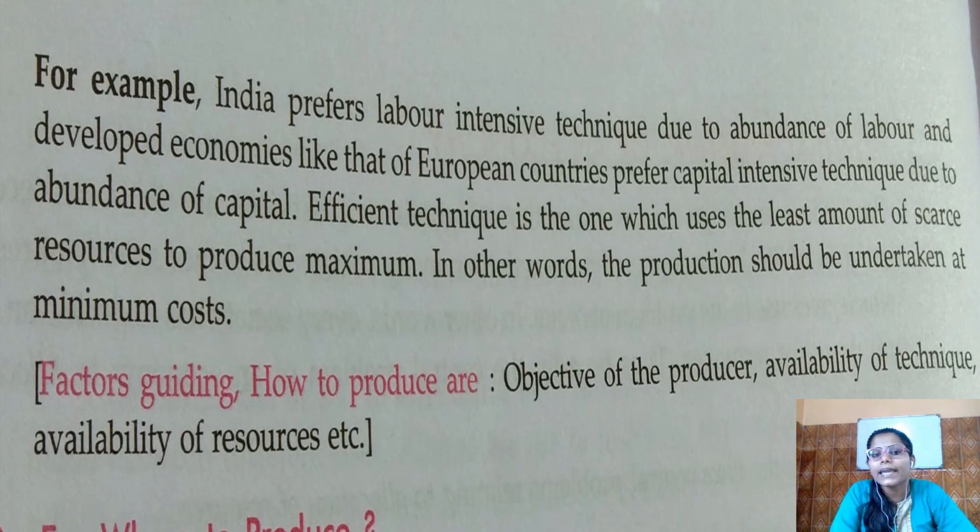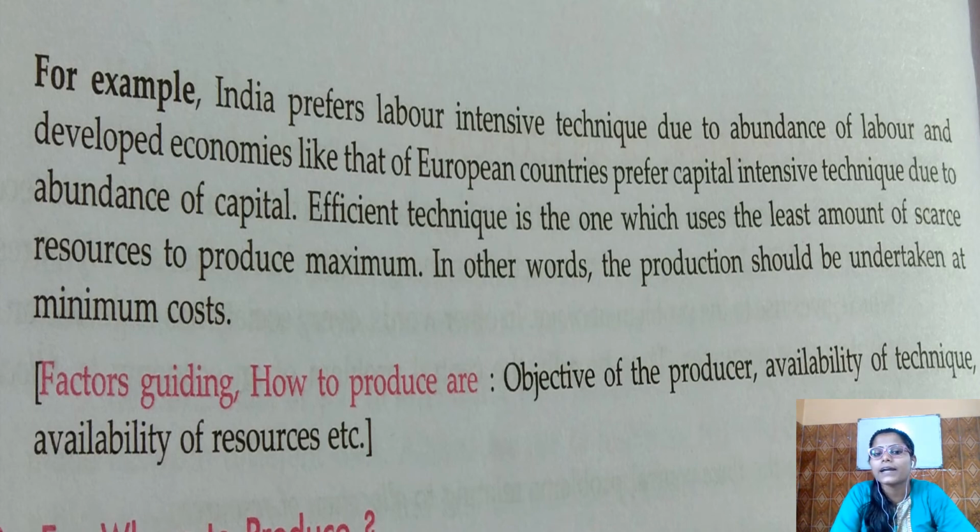And here is the example of how to produce. India prefers labor intensive technique due to abundance of labor, and developed economies like the European countries prefer capital intensive technique due to abundance of capital. An efficient technique is the one which uses the least amount of scarce resources to produce the maximum. In other words, production should be done at minimum cost.